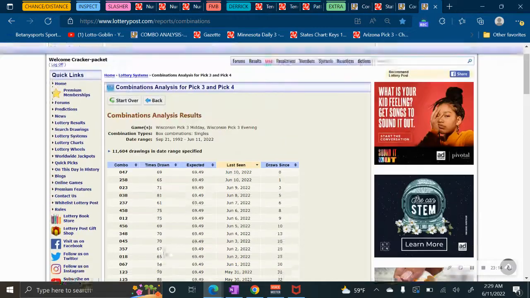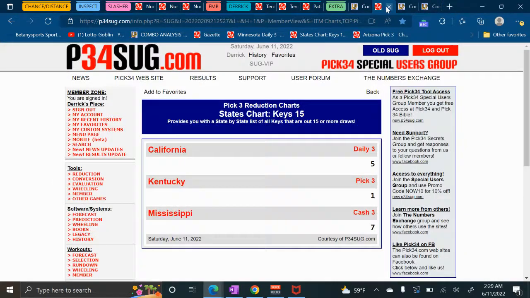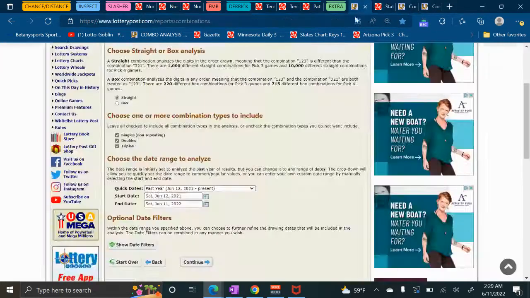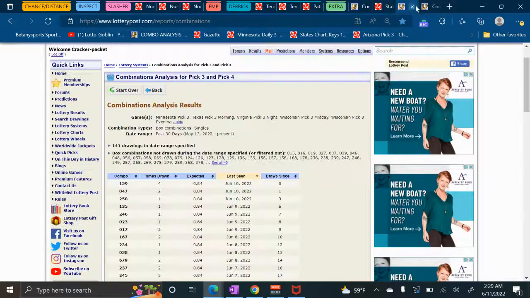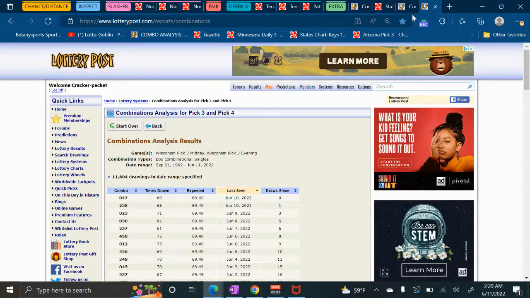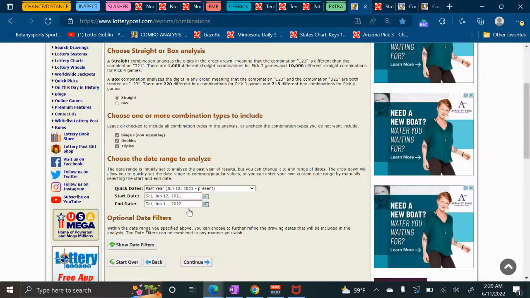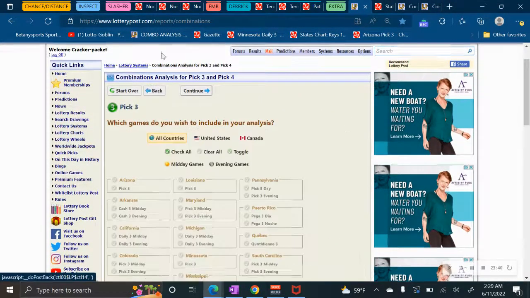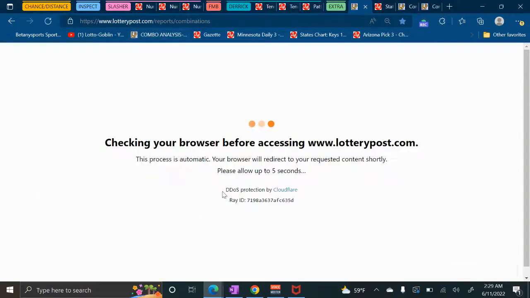Now the other night I had some open. I'm going to show you. So here's the keys. 15. So right now you got California, Kentucky, Mississippi. I did something kind of off the fly last night just to try something. Let me see if I have it still open. I must have backed that one up here. So let me just go back to the beginning here.